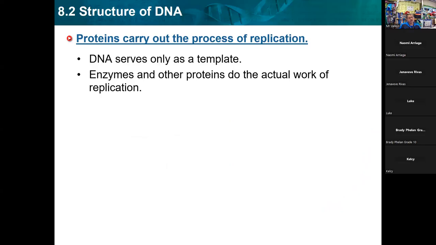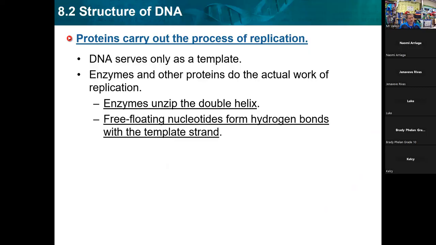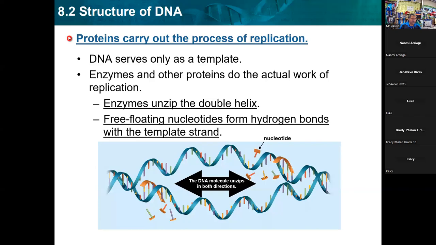It's proteins that do all this work. The DNA serves as a template, but it's the proteins and enzymes that do the work of replication. Enzymes unwind and unzip the double helix and hold it apart. And then the free-floating nucleotides can come in, but they still need a protein and enzyme to come in and glue them on there. And so that is what's happening right here.